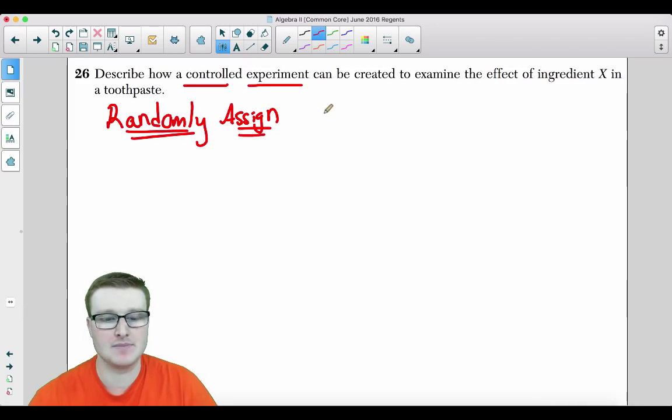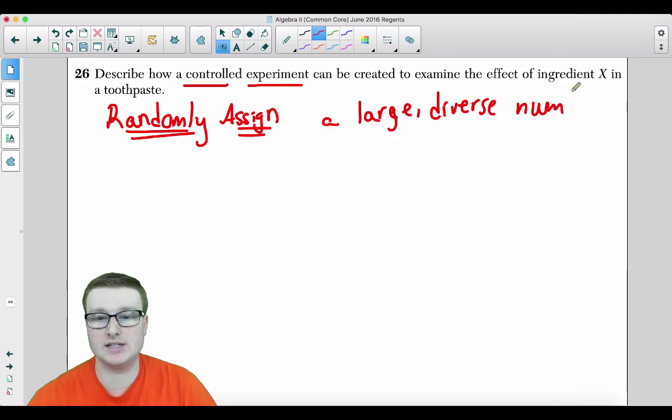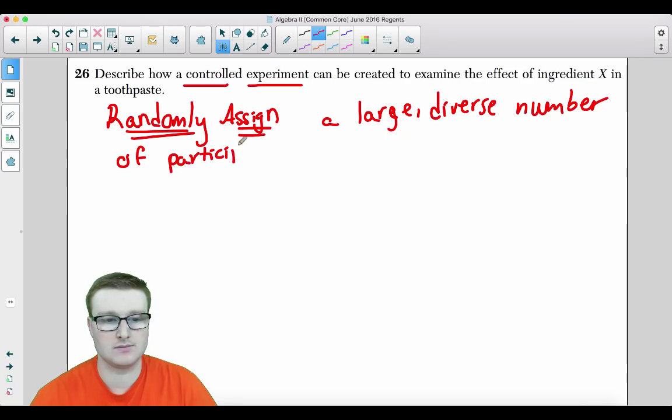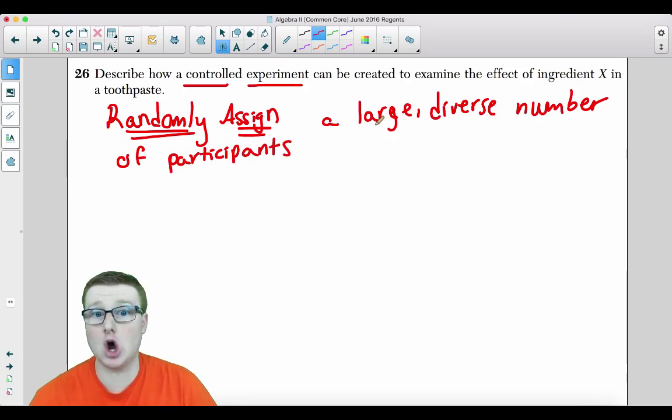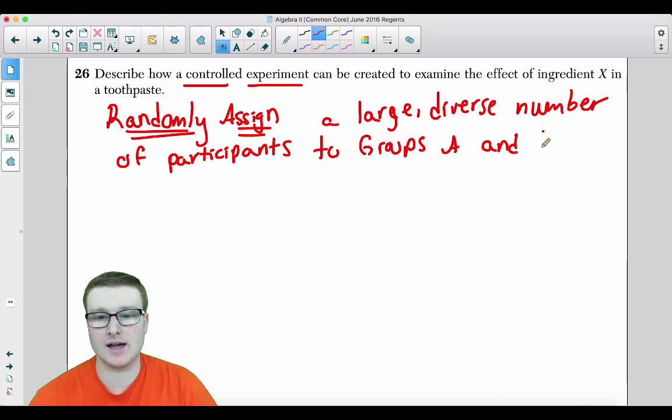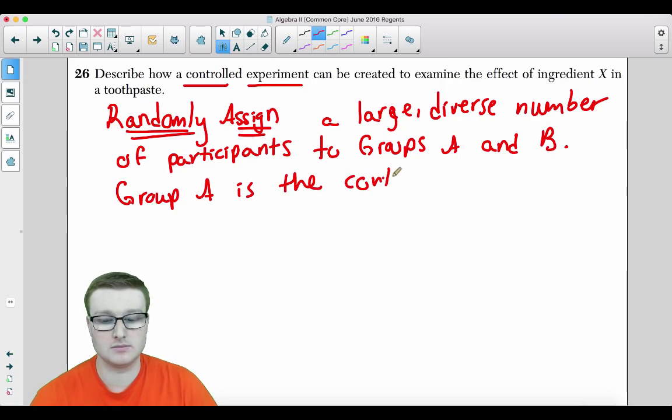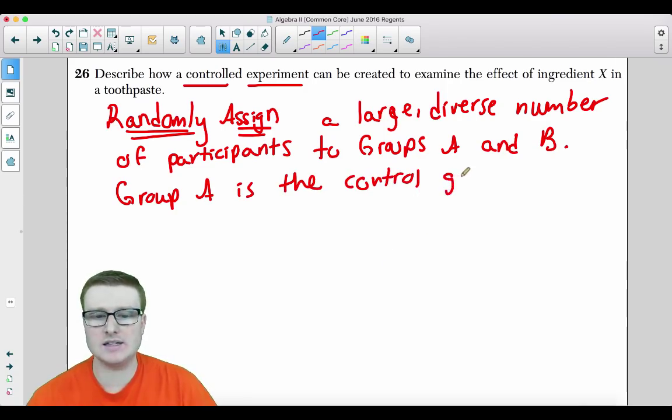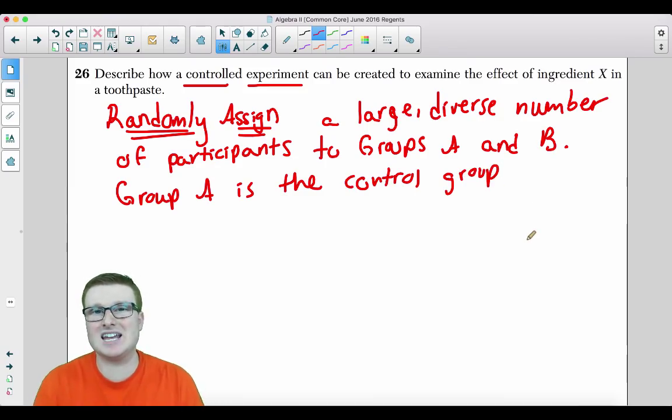Randomly assign a large, diverse number of participants to groups A and B. I'm going to say that group A is the control group. Which, by the way, the control group is a fancy term for the group that does not get any manipulation.